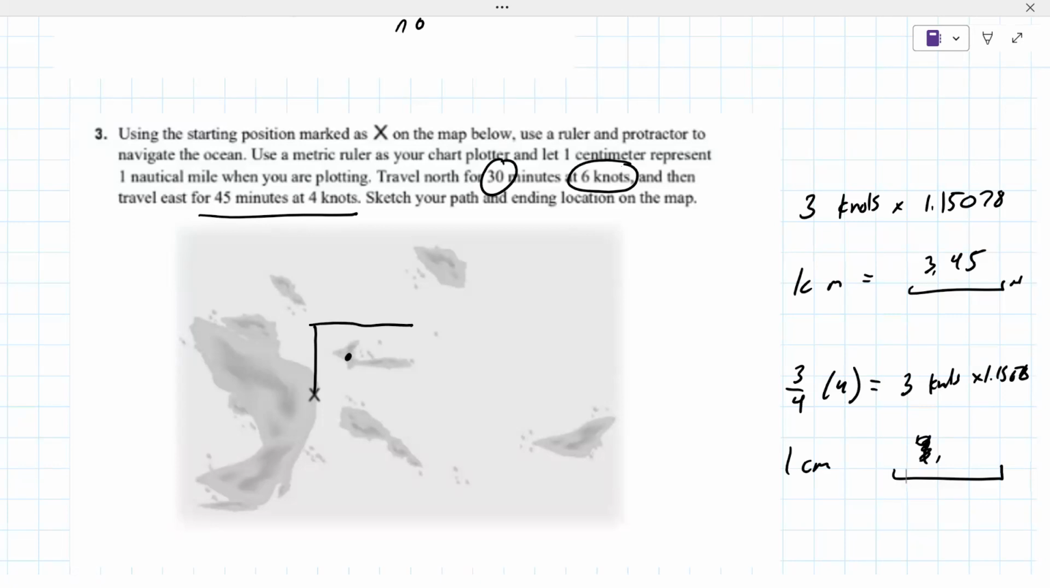But you can certainly figure that out. You still do end up in the middle of the ocean. Okay.